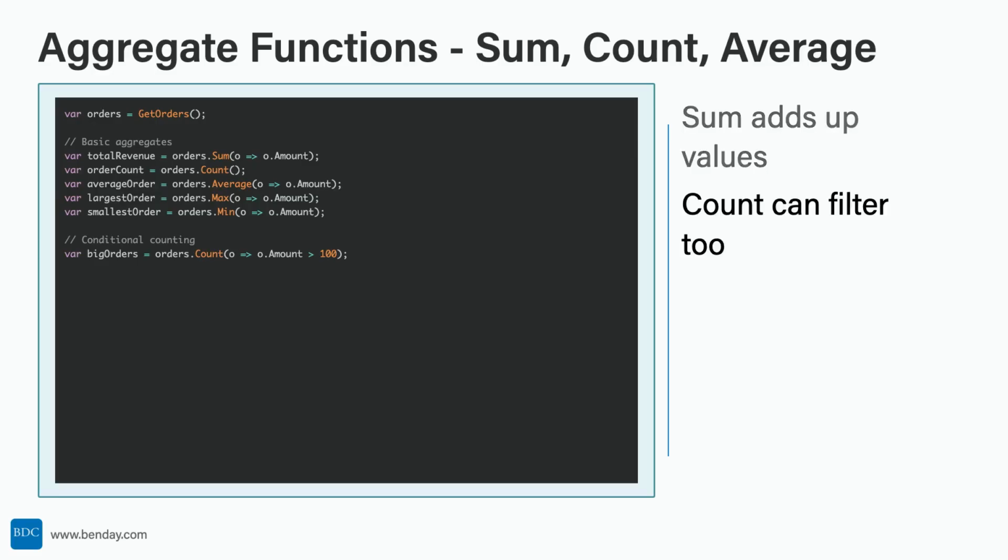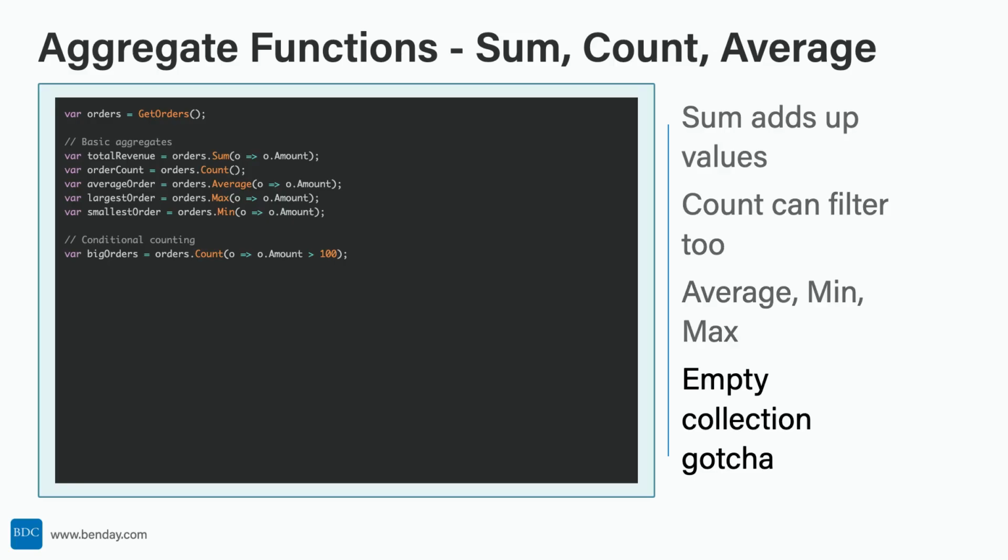Count without a parameter counts everything, but you can pass a predicate to count only items that match a condition, like counting orders over $100. Super handy. Average calculates the mean, min and max find the extremes. All of them take a selector so you specify which property to analyze. Simple but powerful. Watch out because average, min and max throw exceptions if the collection doesn't have any items. When in doubt, use the Any method to check first.